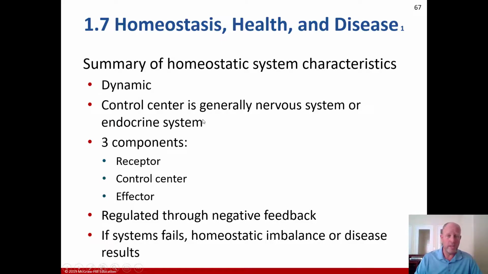Generally speaking, the control center is typically the nervous system or the endocrine system, a glandular response, secreting hormone, or the nervous system with sensory responses with neurotransmitters for muscular responses and other responses. And of course, the three components again are your receptor, control center, and effector, mostly through negative feedback. If that fails, as we mentioned, homeostatic imbalance can lead to disease, certainly short-term problems, potentially long-term problems.